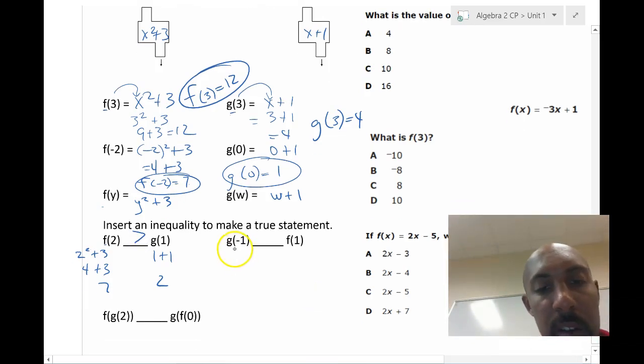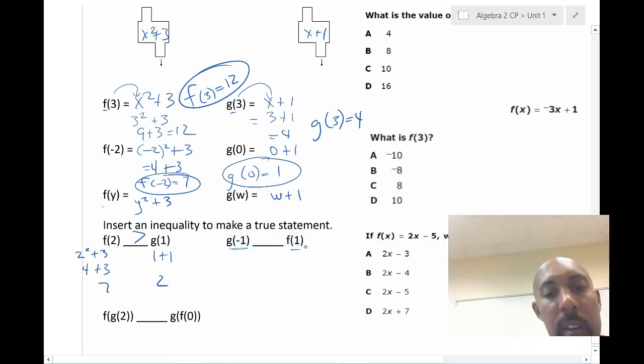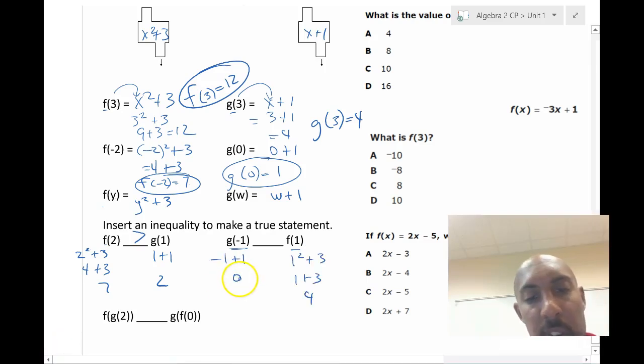Okay, now you guys go ahead and try this one on your own. g of -1 and f of 1. Plug them in and see which one's bigger, or are they equal? Well, if you notice, this was 0, this was 4, so that's greater.